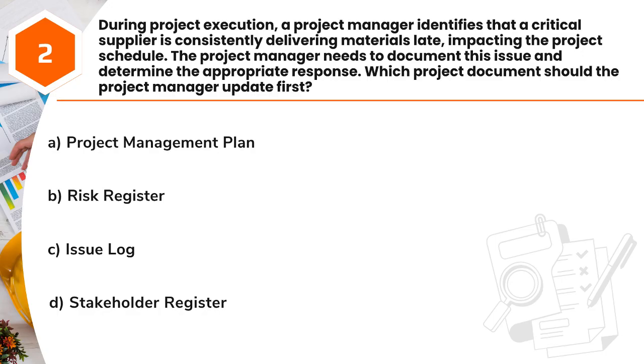Question 2. During project execution, a project manager identifies that a critical supplier is consistently delivering materials late, impacting the project schedule. The project manager needs to document this issue and determine the appropriate response. Which project document should the project manager update first?